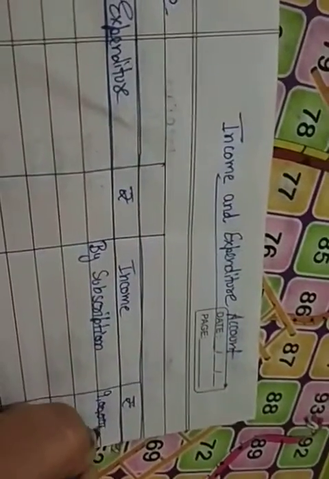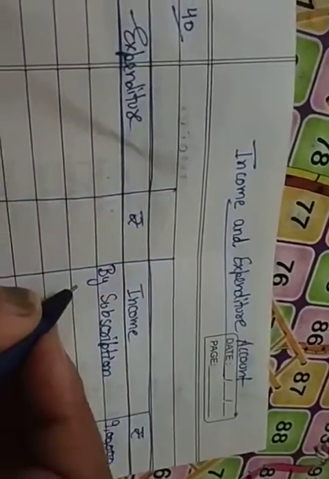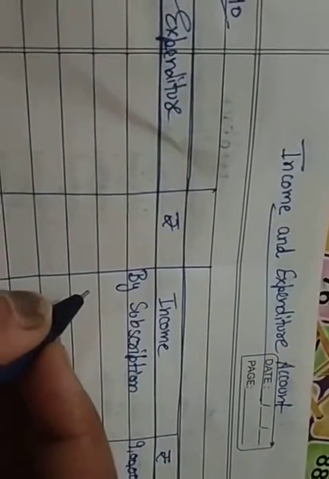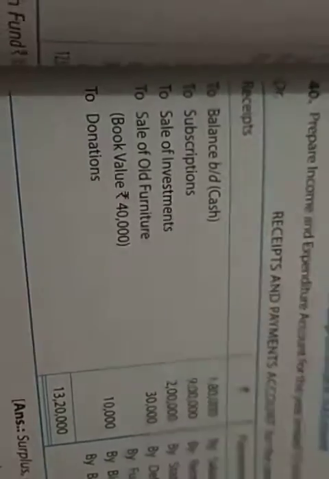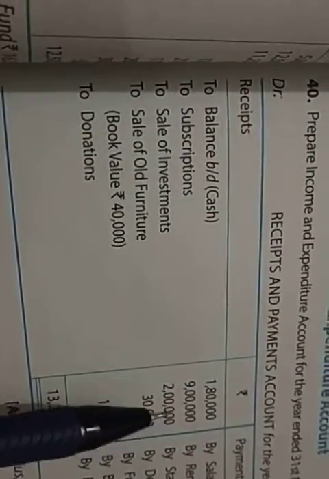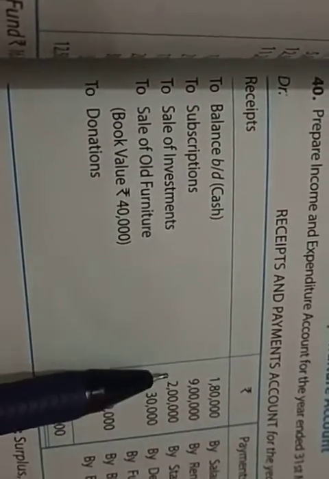Next is subscription, which is an income. We will write here by subscription. It will appear on the income side, as it is a source of income for our business, bacho. So subscription of rupees 9 lakh. Then sale of investment. I have told you, if you have sold any fixed asset, you will not record it here. But if there is a profit or loss on that fixed asset, you will record it here. So sale of investment is there, no profit or loss is there, so we will not record this investment here.